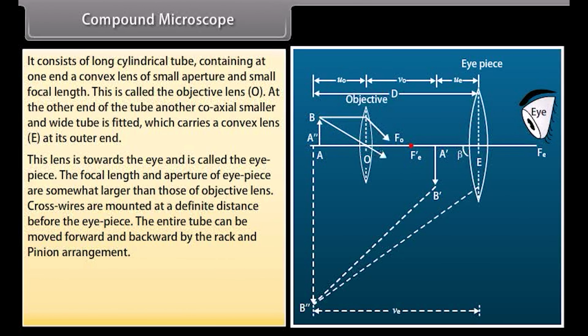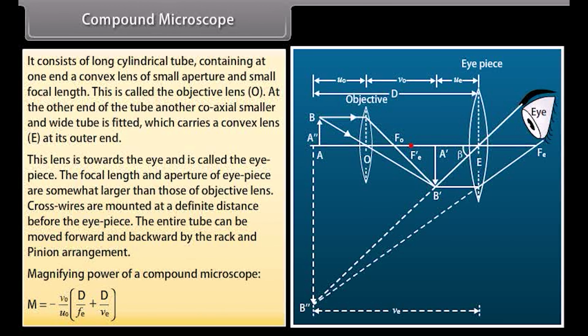Magnifying power of a compound microscope. M is equal to minus V0/U0 into (D/Fe + D/Ve). Signs here have already been put.